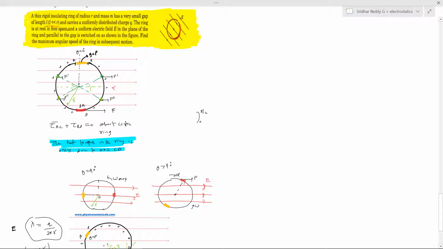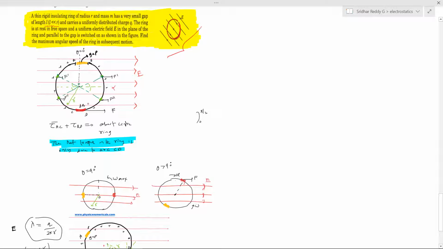The ring is placed in free space and a uniform electric field E in the plane of the ring and parallel to the gap is switched on as shown in the figure. Find the maximum angular speed of the ring in subsequent motion. I think the whole diagram I'm showing it here in this way. Now this is the electric field E vector. Okay, this is a ring. Look at the gap. The gap will be parallel to E. I'm going to release from rest. Now tell me what will happen.